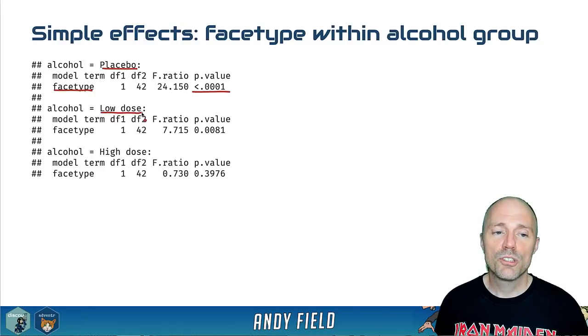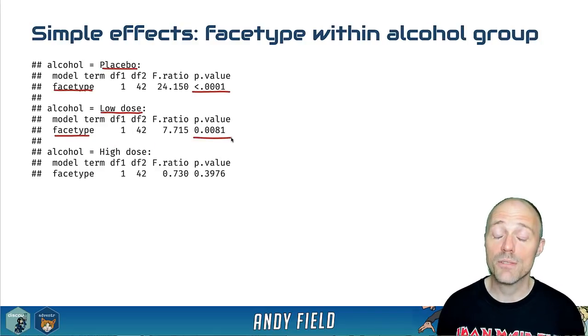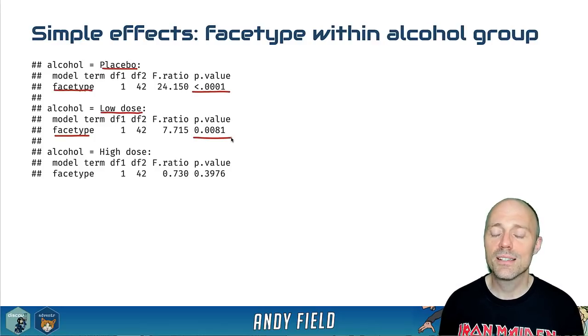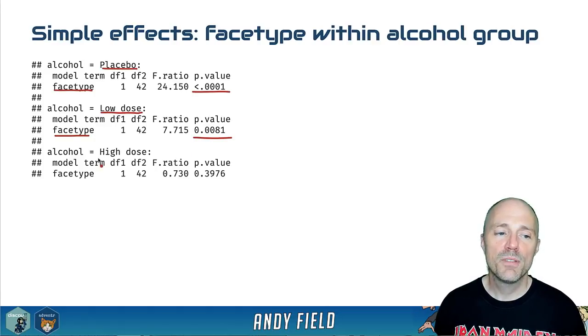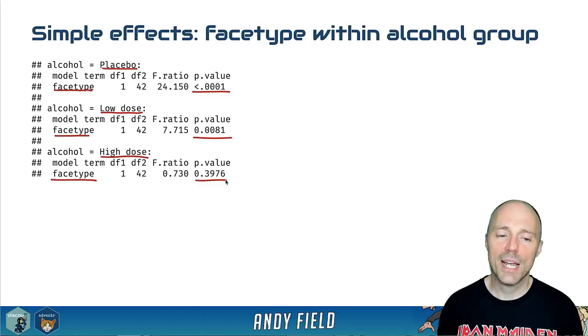What about in the low dose group? In the low dose group, the effect of face type is still significant. So it looks like even with a low dose of alcohol, so 500 milliliters of average strength beer, we're still seeing this effect of symmetric faces rated as more attractive than asymmetric ones. But as we move into the high dose group, so those who had a strong drink of beer, that effect disappears. So at high doses of alcohol, the attractive and unattractive faces were not rated significantly differently by the participants.